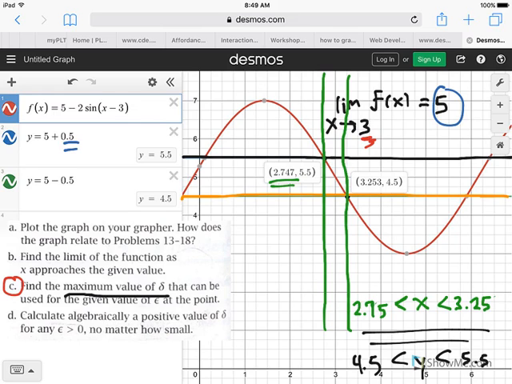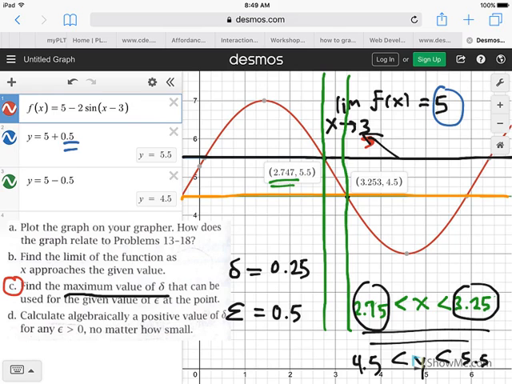Find the maximum value of delta that can be used for the given value of epsilon at the point. So I'm going to say delta is going to be approximately, how far is 2.75 from 3? It's 0.25 units away from 3. So when you have x values that are within 0.25 units from 3, the y values will be within 0.5 units from the limit 5. And that's basically what this problem is about.